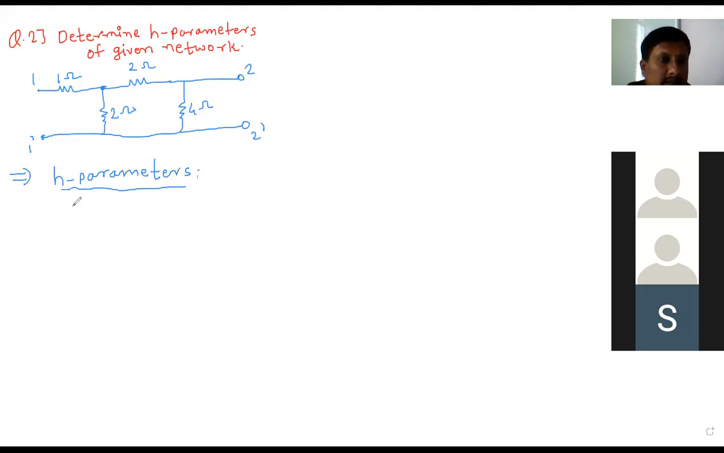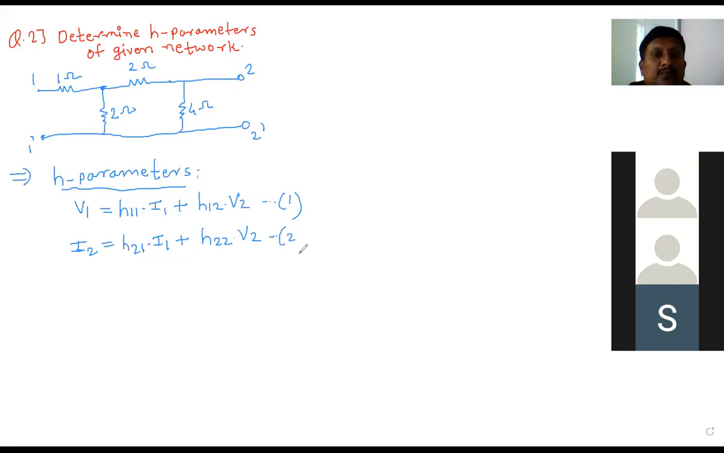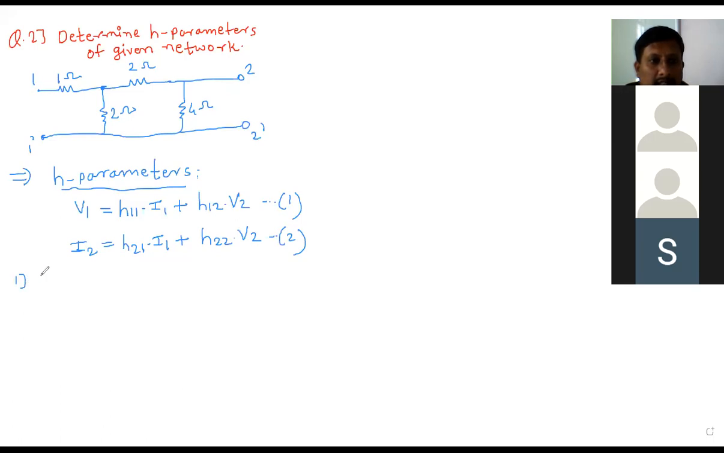So the equations we can write, V1 and I2 are the dependent variables. V1 is equal to H11 into I1 plus H12 into V2. I2 is equal to H21 into I1 plus H22 into V2. This is equation number 1, this is equation number 2. First one we can directly start when V2 equal to 0, that is, port 2 dash is shorted.